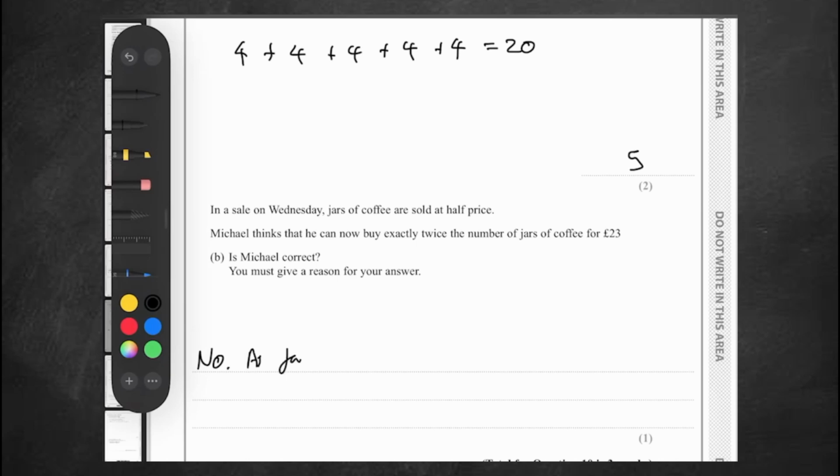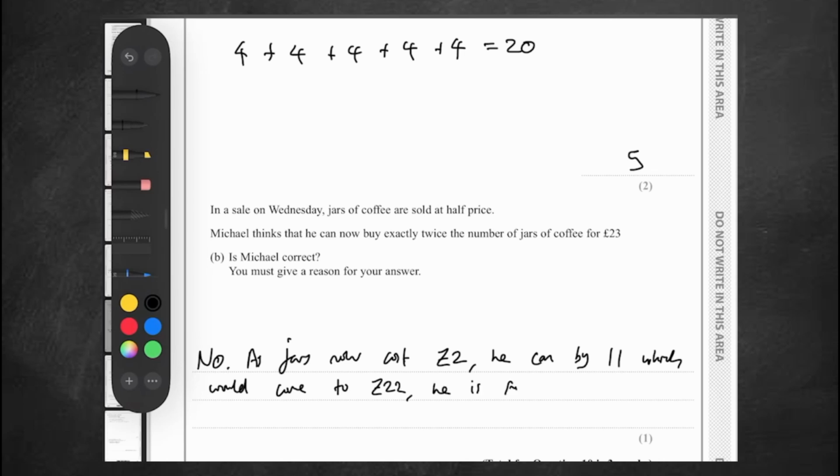As the jars now cost £2, he can buy 11, which would come to £22. He is suggesting he can buy just 10, as 10 is double 5.